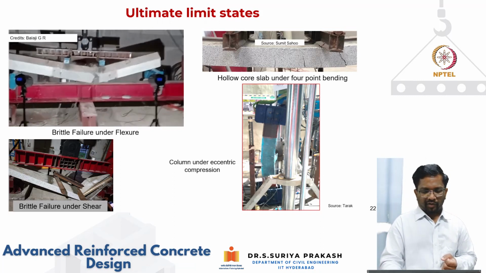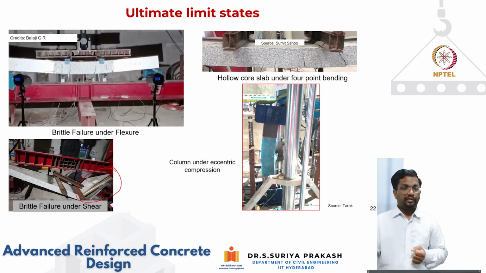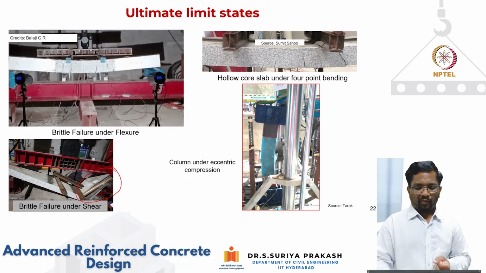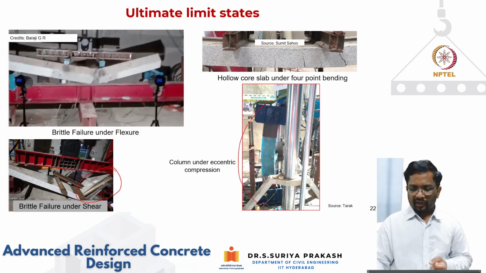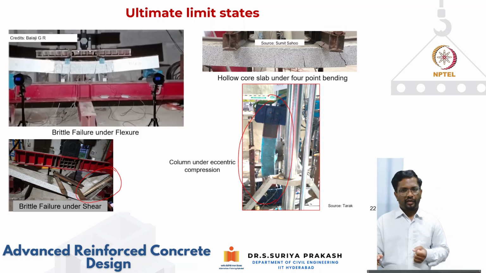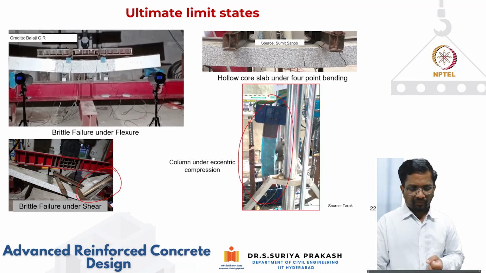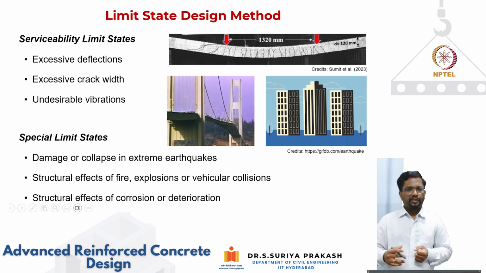And this is one of the hollow core slabs. It was tested and it failed in shear. And again, shear is a very brittle mode of failure. We have to make sure that we avoid these kinds of brittle modes of failure. And this is one of the columns that we tested. You can see the column failed under a combination of bending and compression. So when we talk about column design, we'll talk about that. So this is the limit state of collapse.